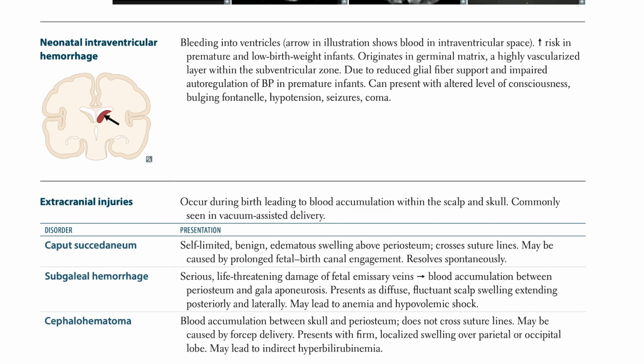Now let's talk about neonatal intraventricular hemorrhage. Again, a simple thing with the name: neonatal intraventricular, within the ventricle, there's a hemorrhage. So it is a bleeding into the ventricle. Arrows in the illustration show blood in the intraventricular space. There's an increased risk in premature and low birth weight infants, high yield. In neonatal infants, it is going to happen if there's prematurity or a low birth weight baby.